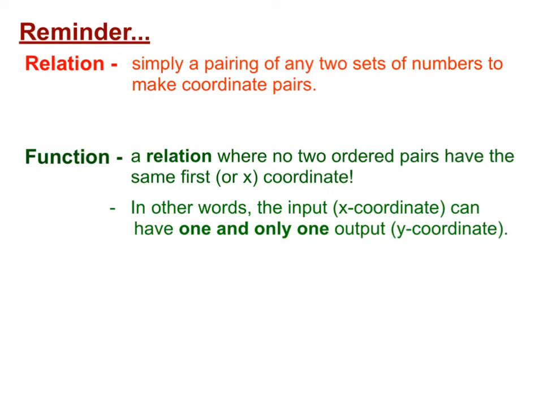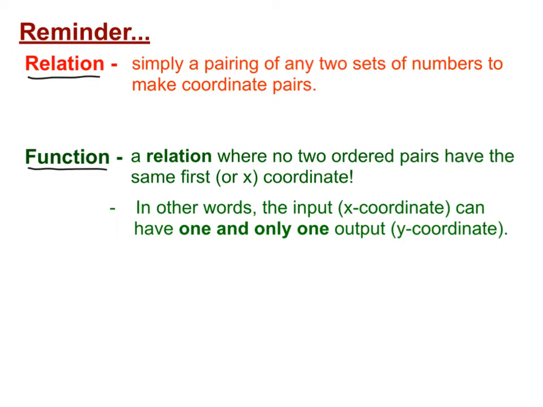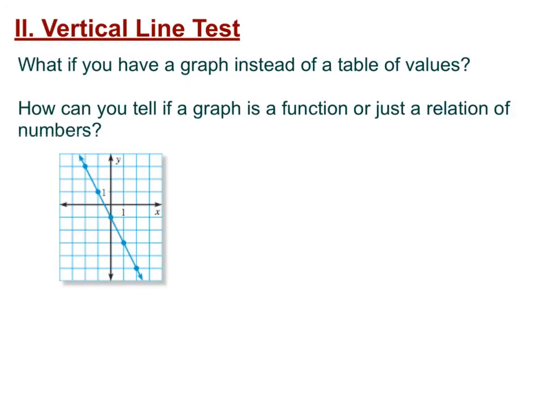Reminder, a relation is any pairing of two number sets to make ordered pairs, so any data plot, and a function is a relation where no two ordered pairs have the same first x-coordinate. In other words, the input can have one and only one output in the y-coordinate. So just a quick reminder of what a relation and a function is. And also, today we're going to figure out a very quick, easy graphical way to determine whether something is a function. It's called the vertical line test.